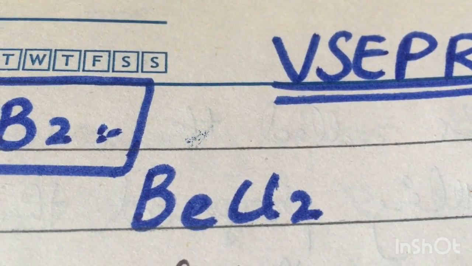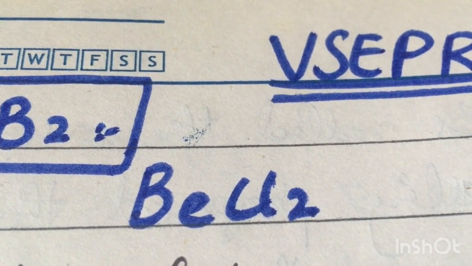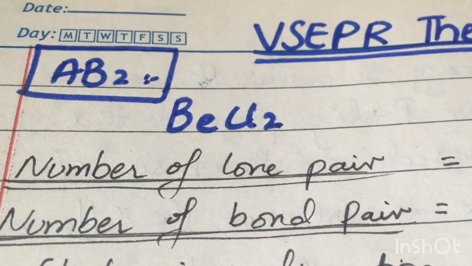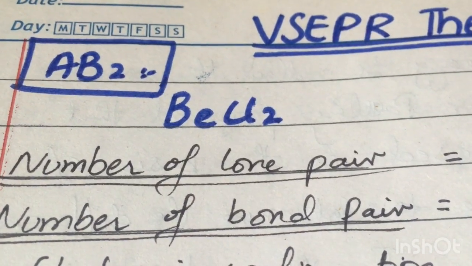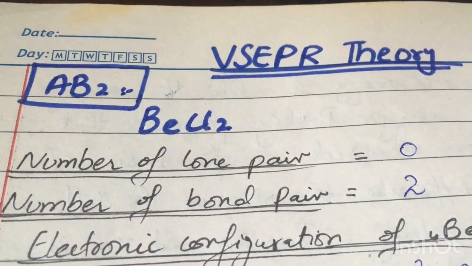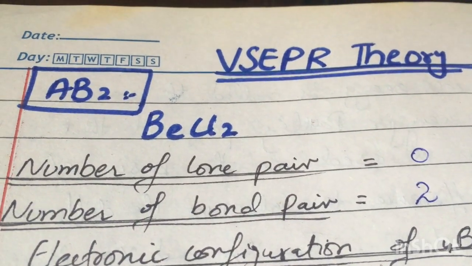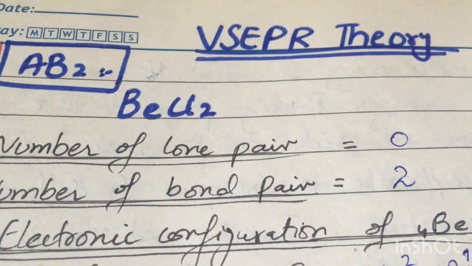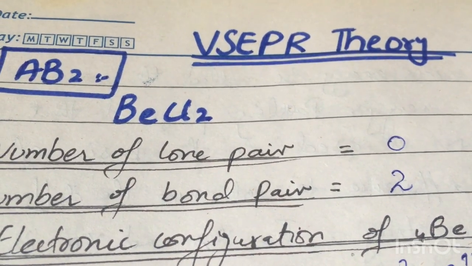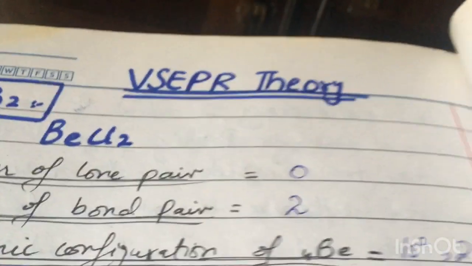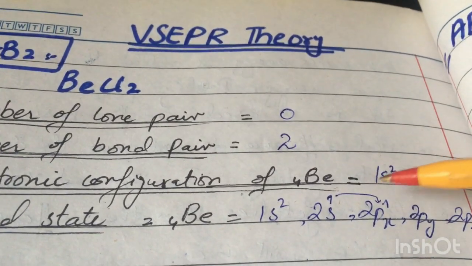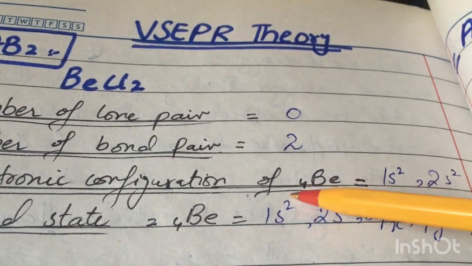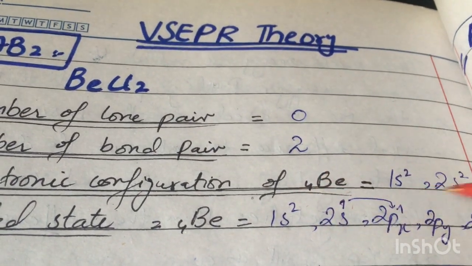For the formation of that structure, we have to find out the number of lone pairs and the number of bond pairs present in the BeCl2 molecule. The number of lone pairs in BeCl2 is 0, and the number of bond pairs is 2. Let's find out the electronic configuration of beryllium, Be, whose atomic number is 4. The electronic configuration for beryllium is 1s2 and 2s2. 1, 2, 3, 4, so our number 4 is fully satisfied with these two subshells.